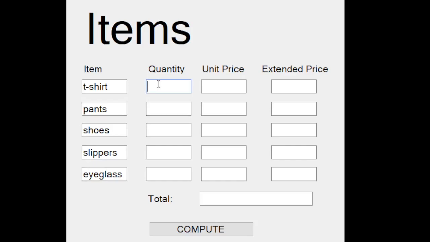Quantity, for example, for the t-shirt one, unit price is 150. For the pants, the user will buy 2, and the unit price is somewhat 500. And shoes, the user will buy 4, for example, and the unit price is 700. Slippers, the user will buy only 3. The unit price is 80 pesos per slipper. And eyeglasses, the user will buy only somewhat 5.